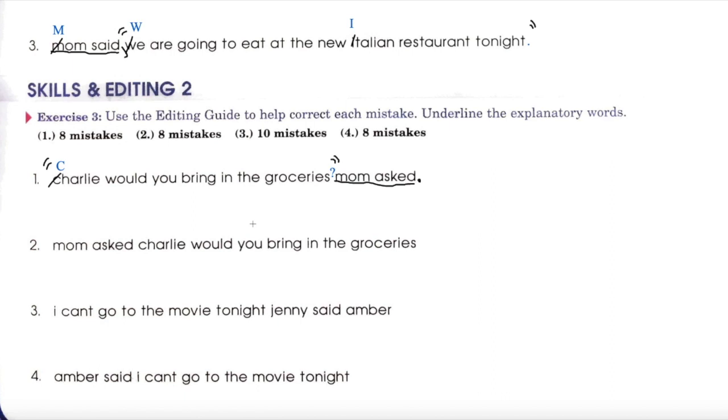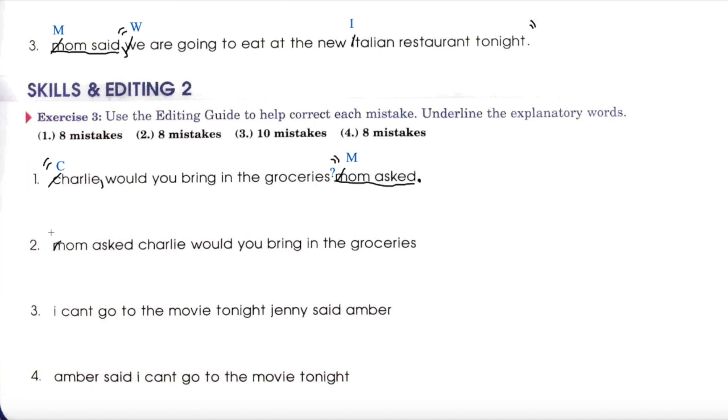And now let's look for any other mistakes. Well, we're speaking directly to Charlie, so we need to set that off with a comma. Anytime you're speaking directly to a person and you say their name, you set it off with a comma. Mom is being used as a proper noun here, so we're going to capitalize Mom. And let's count our mistakes. We should have 8. 1, 2, 3, 4, 5, 6, 7, 8. We have 8.